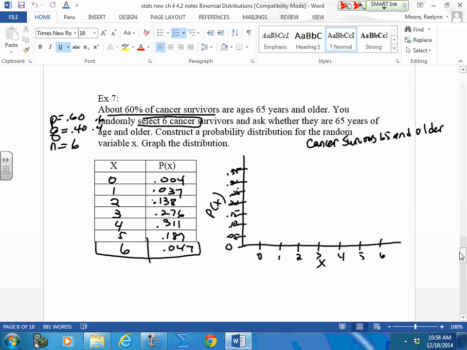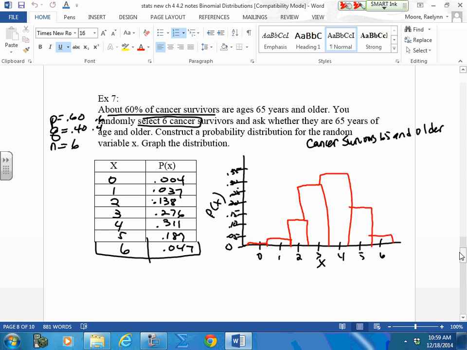At the 0, you got a really little tiny bar. At the 1, a little bit bigger. Then 0.311. You just estimate where you're going. We're just sketching, I don't have graph paper here. And 0.047. And again, we look at the skew to this.